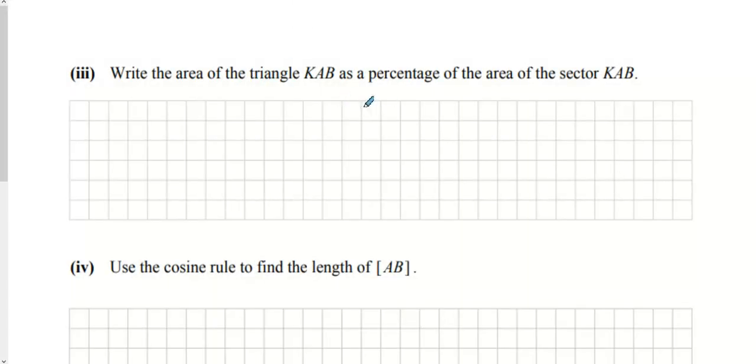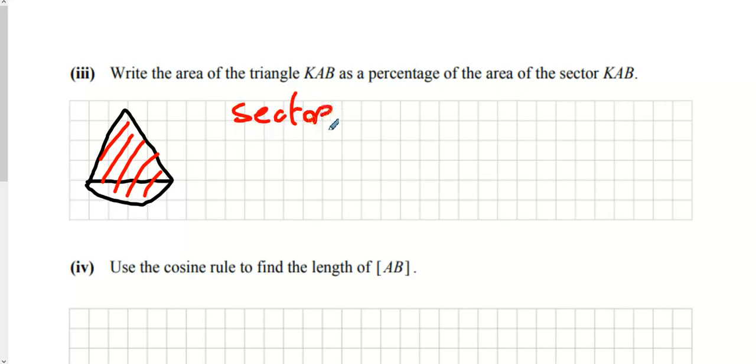Okay. Write the area of the triangle KAB as a percentage of the area of the sector. I want the triangle as a percentage of the area of the sector. Now, the sector is, if you will, the full pizza slice. You know what I mean by a pizza slice? The sector is a full pizza slice. Where would you find the sector formula in your tables? Anybody know?